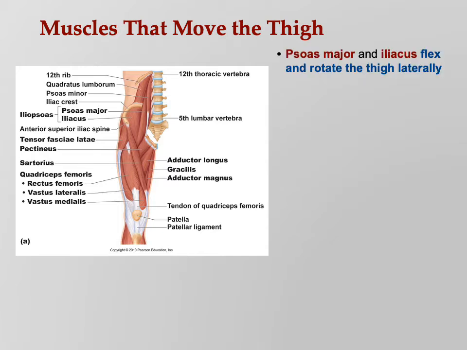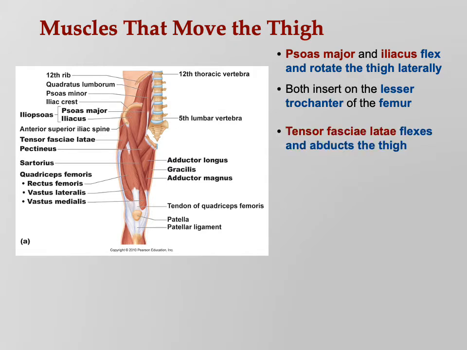So psoas major and iliacus flex and rotate the thigh laterally. So you can see those. Where do you suppose you find iliacus? Well, by golly, iliacus runs right along the iliac crest. And then psoas major, see the muscle running all the way up onto the spine? That's psoas major. That's a very powerful muscle.